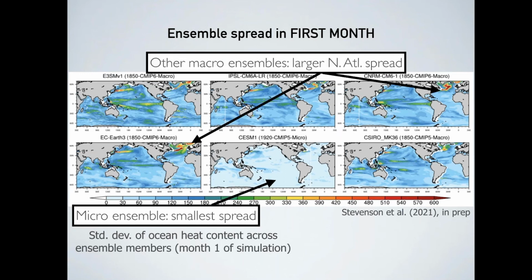But it seems like some other macro ensembles, in particular EC-Earth-3 and CNRM-CM6, have larger spread in the North Atlantic. So I'm not sure exactly what to make of that, but again, there's not an obvious systematic difference between the macro ensembles, at least not one that we've been able to dynamically explain so far.